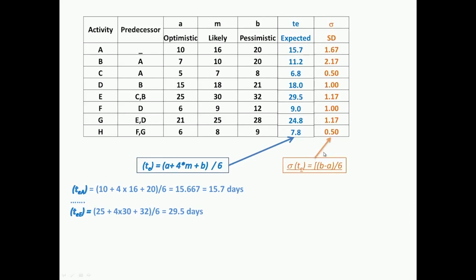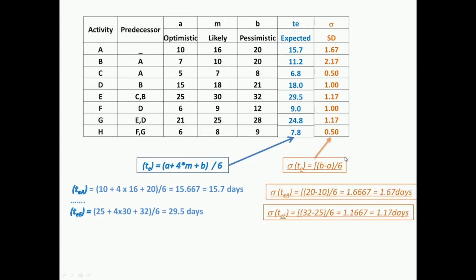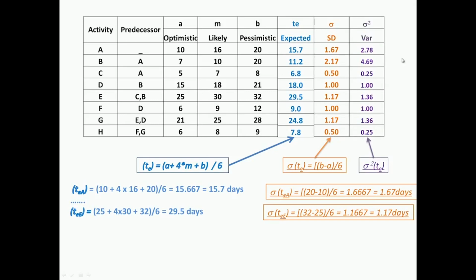Then we move on to calculating the standard deviation for the activities. Here we apply this formula. For activity A, we take B minus A, which is 20 minus 10, divided by 6. This gives a rounded-off value of the standard deviation of the activities, and from the standard deviation we square it to get the variance values for each of the activities. So we have taken the basic input data and converted it to expected duration, the standard deviation, and finally the variance of the activities.